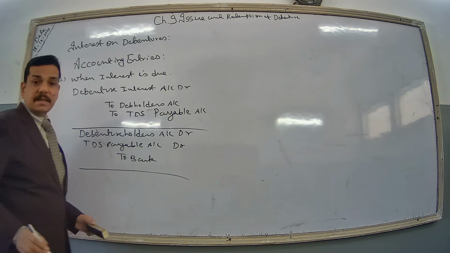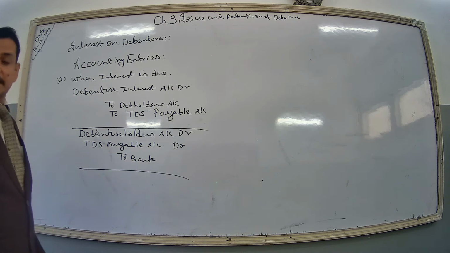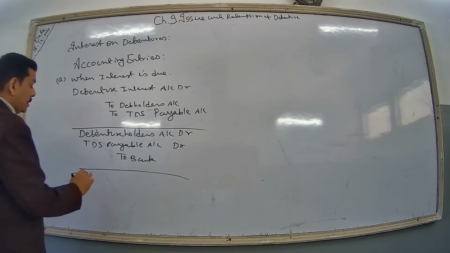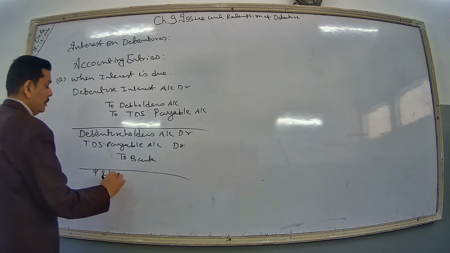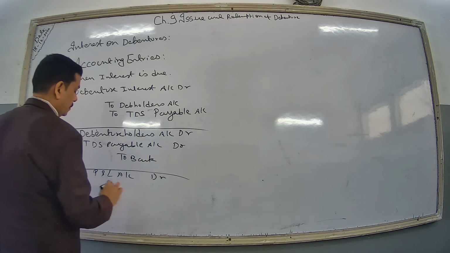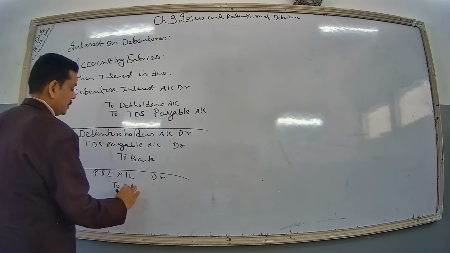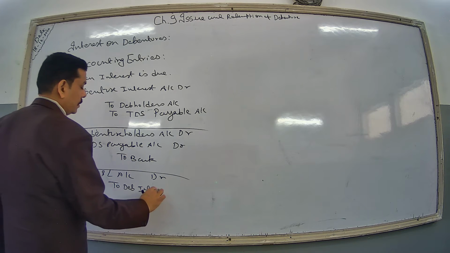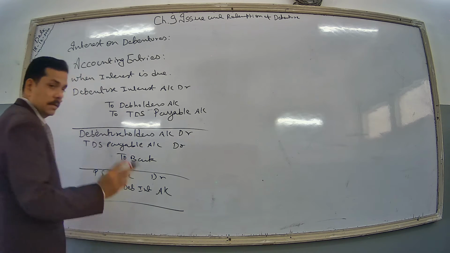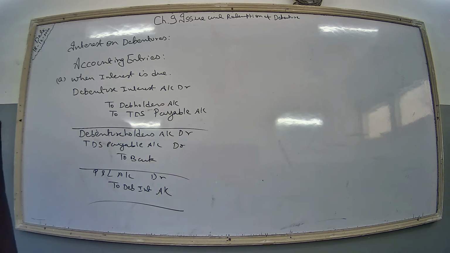Okay, and being the debenture interest is a charge against profit, at year end it is transferred to the profit and loss account. So profit and loss account debit, to debenture interest account. Clear? In this way the accounting entry related to the interest on debenture is done.